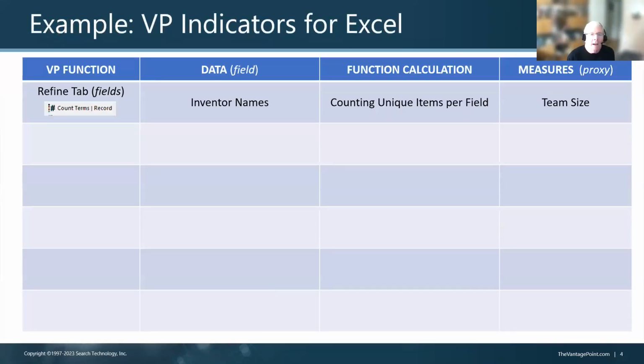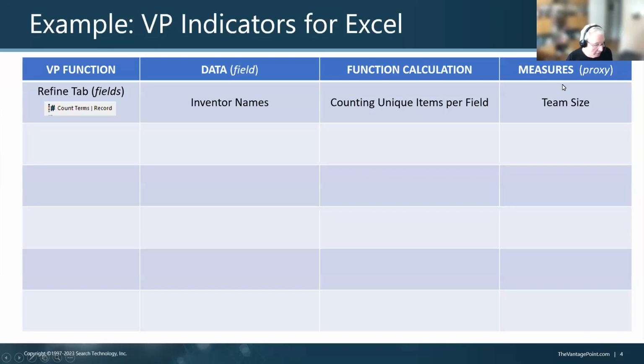So, indicators. We put together this table, and I have to say I discussed this with my colleagues, trying to make it as clear as possible as we go through these columns. This is the function that you would use and this is the data that you would apply that function on, counting terms per record. We'll talk about that in a little more detail. This is basically counting unique items within the field. That's what the function is doing. And then ultimately, what you would call that, basically a team size.